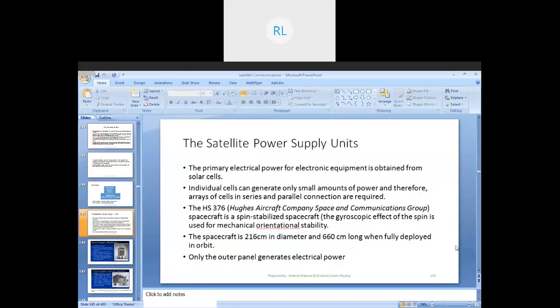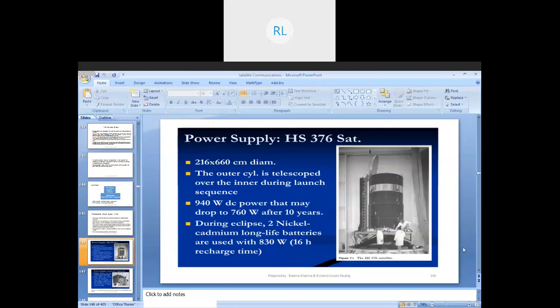So the spacecraft is 216 centimeters in diameter and about 660 centimeters long. This is for this model that I'm talking about, HS 376, and only the outer panel generates electrical power. So this is how exactly it was built. Tremendous effort actually in this field of communications, where you can see people working hard to make sure that all the money put in there shouldn't go waste, because this is a huge investment.